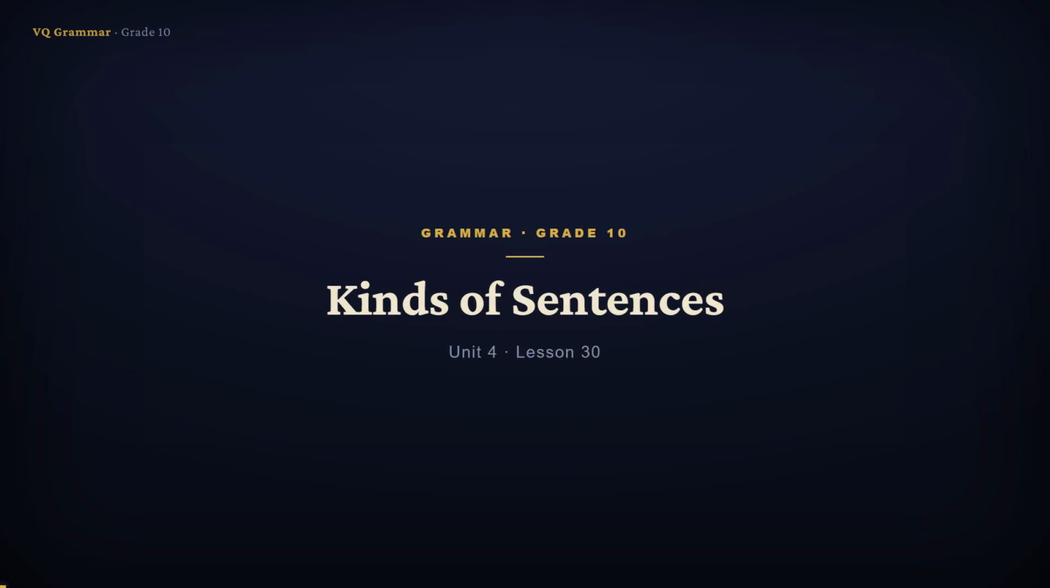This is Unit 4, Lesson 30, and today we sort sentences one more time, but by a completely different measure. In Lessons 25 and 26, we sorted sentences by structure, by counting their clauses. Today, we ask something else entirely. What is this sentence trying to do? Is it telling you something, asking you something, ordering you to act, or bursting out with feeling? Answer that question, and the punctuation at the end takes care of itself.